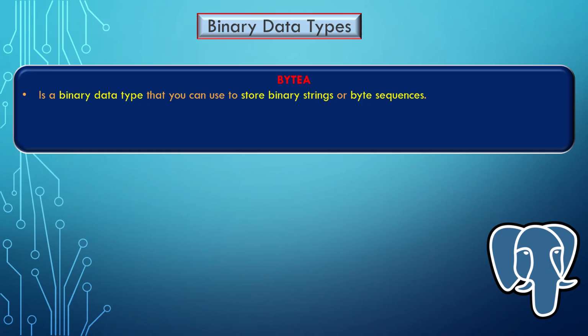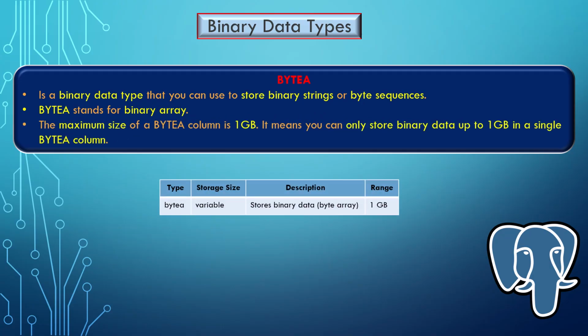BYTEA is a binary data type that you can use to store binary strings or byte sequences. BYTEA stands for binary array. The maximum size of a BYTEA column is 1 gigabyte. It means you can only store binary data up to 1 gigabyte in a single BYTEA column.